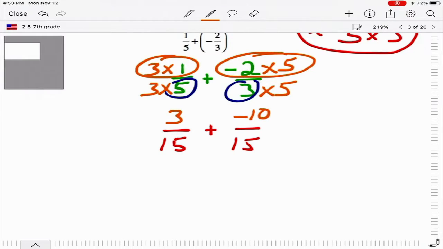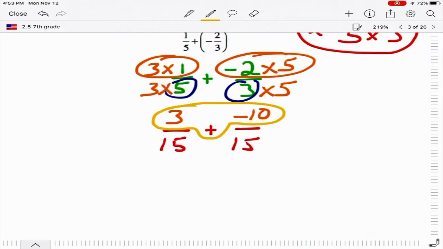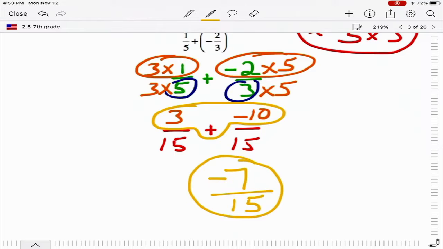And now, because the denominators are the same, I can now add the numerators, the top numbers. 3 plus negative 10, signs are different, so technically I subtract. This time the negative has more players than the positive, so I subtract and I get 7, but the negative team wins, so it's negative 7, over, and I keep my denominator the same. Always check to reduce, but in this problem I did not need to reduce.